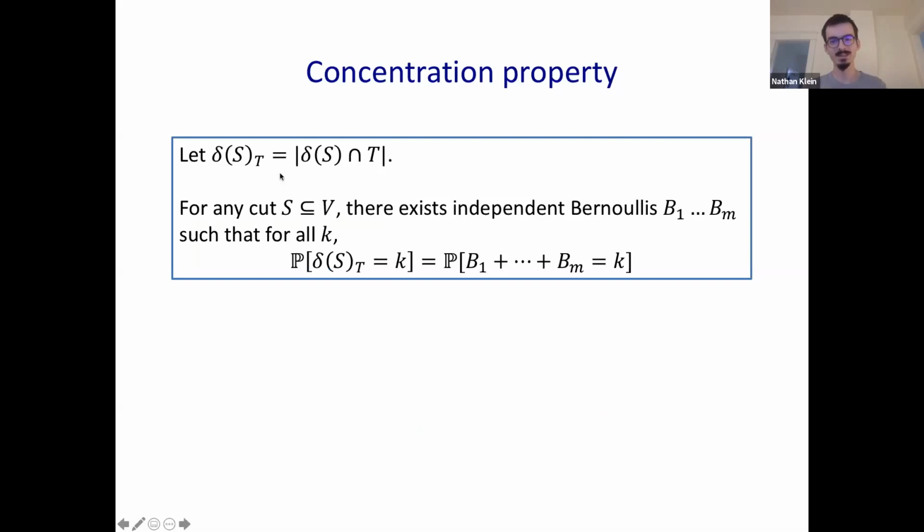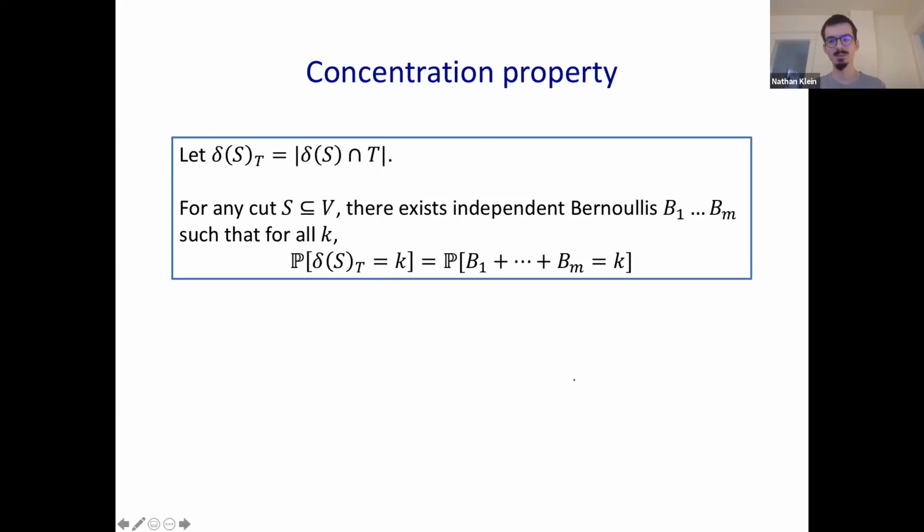Okay, so I'll use this notation, delta of S sub t, to denote the number of edges in the tree in the cut delta of S. And a well-known fact about SR distributions is as follows, which I'll state for spanning trees, but it's true in general. So for any cut S, there exists some number of independent Bernoullis, B1 through Bm, such that the law of the size of the intersection of this cut with the tree is equal to the law of the sum of these Bernoullis. So in other words, for any k, the probability that the number of edges this cut shares with the tree is k is exactly given by the probabilities these Bernoullis sum to k.